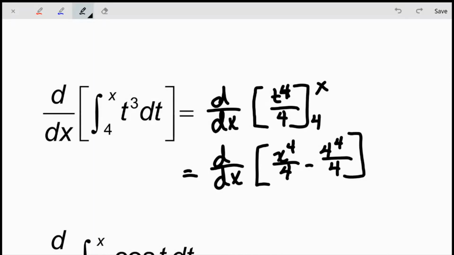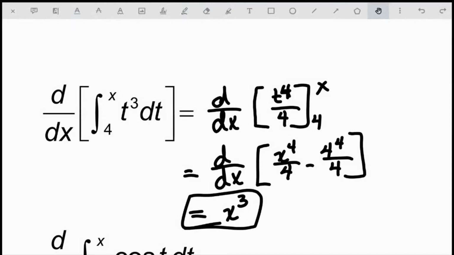Well, the derivative with respect to x of x to the 4th over 4 is just going to give me x cubed when I do my power rule. And the derivative of 4 to the 4th over 4, that's the derivative of a constant. So in the end, I just get x cubed. So notice that we started with this function t cubed, and all we really did was replace the variable there, right? We just changed the variable from a t to an x, because essentially what happened here was those two operations essentially canceled themselves out.